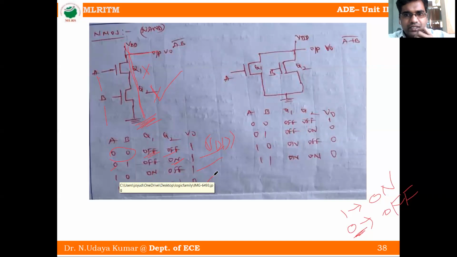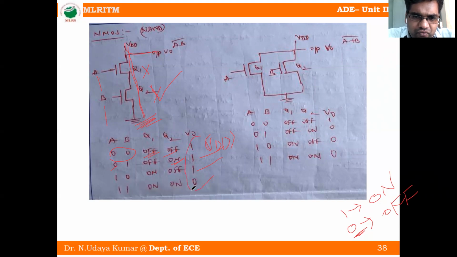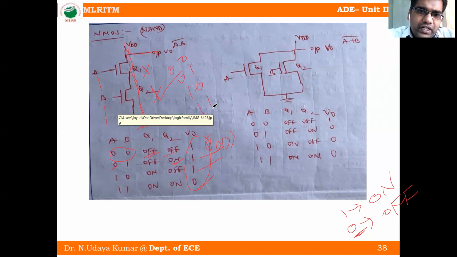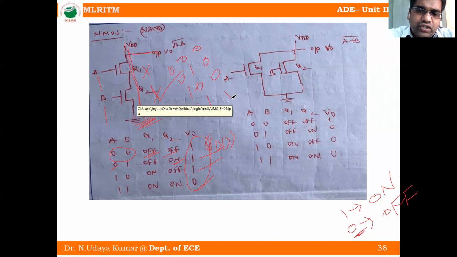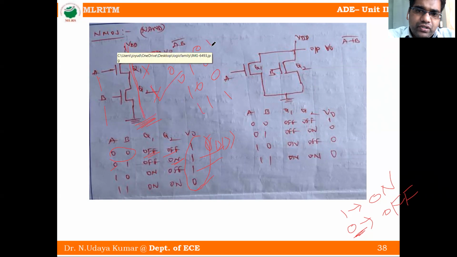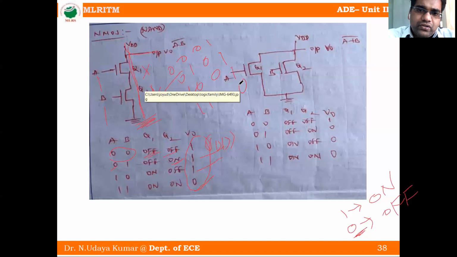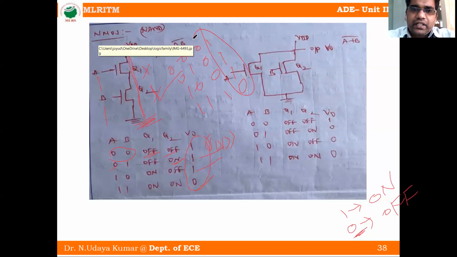Okay. Next we will see the truth table. So what is this one? 1 1 1 0 for 0 0, 0 1, 1 0, 1 1. For the AND gate: 0 into 0 is 0, 0 into 1 is 0, 1 into 0 is 0, 1 into 1 is 1. So this is the AND gate truth table. The complement of the AND gate gives 1, 1, 1, and 0. So this is the NAND gate.